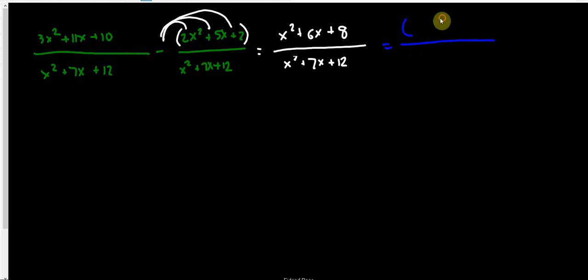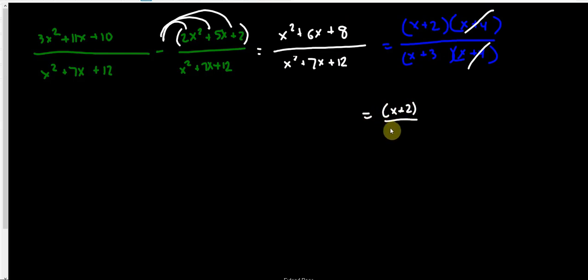Oh, these are both some of the simpler type of factoring, thank goodness. So let's see how fast we can do this. Two numbers that multiply to 8 that add to 6. Positive 2 and positive 4. Same thing here. Two numbers that multiply to 12 and add to 7. Oh, positive 3 and positive 4. So does anything divide out? Oh yeah, x plus 4, x plus 4. So I have x plus 2 divided by x plus 3.